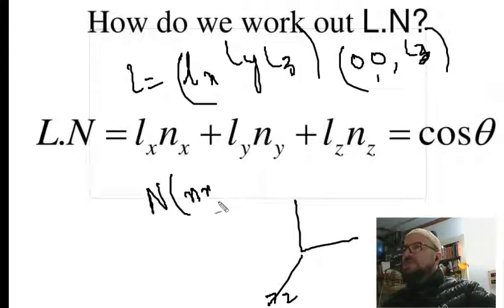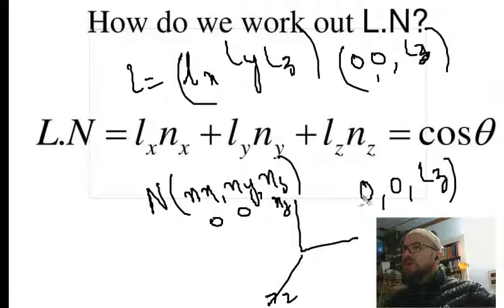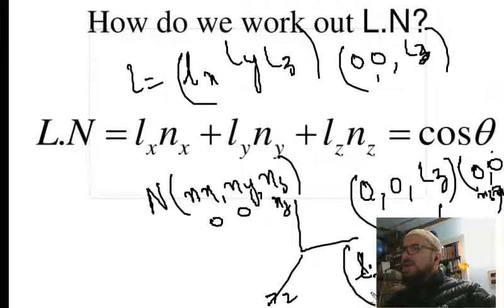The same is true for n. n is also made up of n of x, n of y, and n of z. These two components become 0 on the normal, because we are seeing from the z-axis, and this becomes n of z. So in totality it is 0, 0, L of z multiplied by 0, 0, n of z. The zeros go away, and if we multiply it, it becomes 0 times 0, 0 times 0, and L of z times n of z.